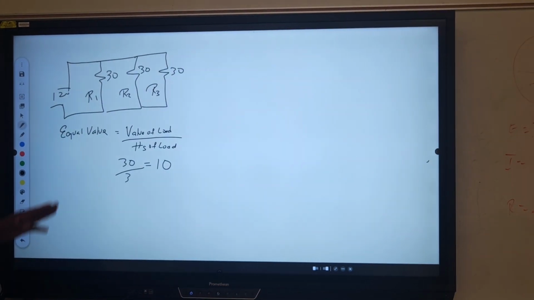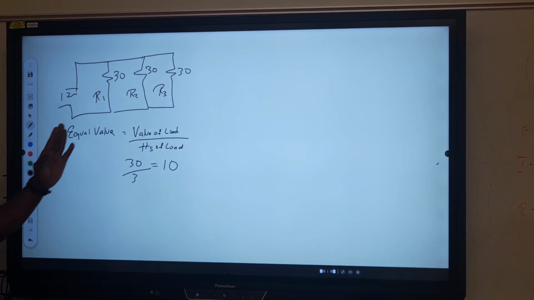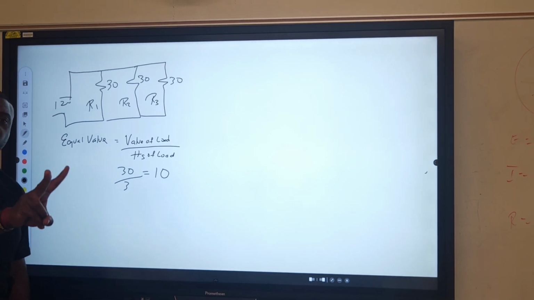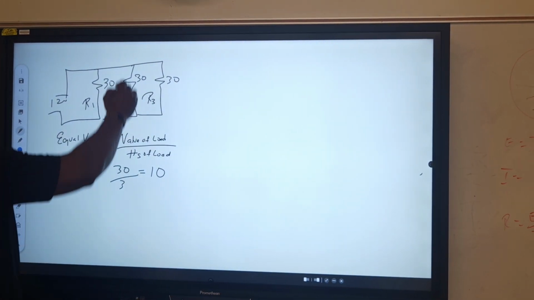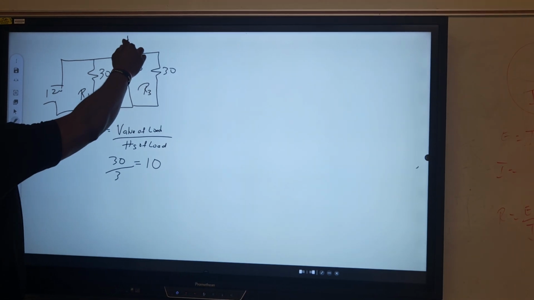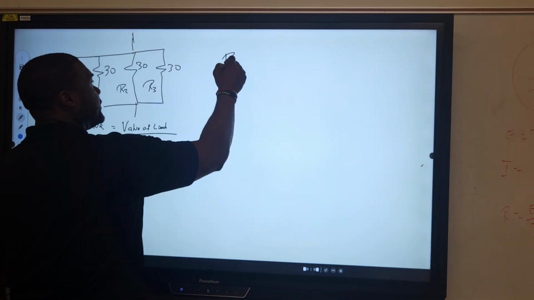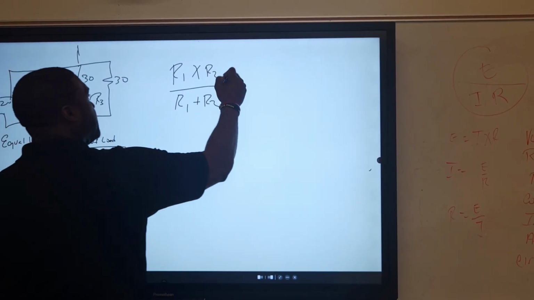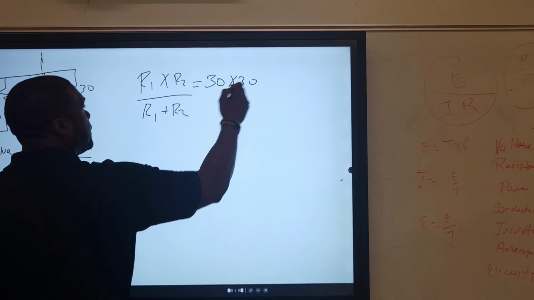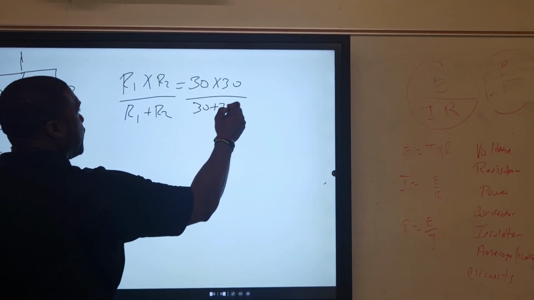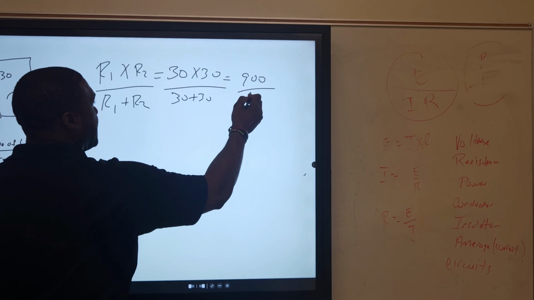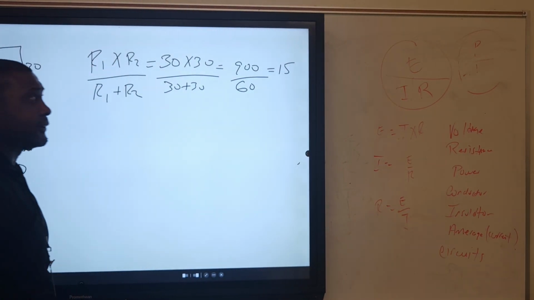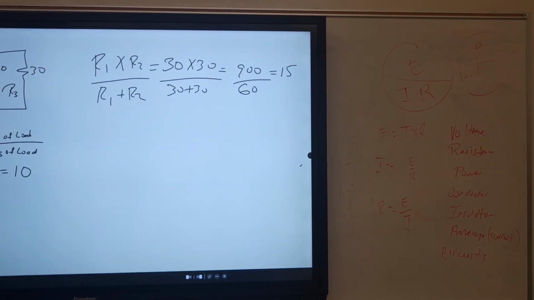It's that simple. I'm not going to solve the circuit, but let's use the product sum. The product sum can only be used for 2 loads. Don't forget. So we're just going to work on this half of the circuit, these 2. We're going to go R1 times R2 over R1 plus R2, and that will be 30 times 30 over 30 plus 30. That's 900 divided by 60, which is equal to 15, right? Please double check my math. What's 900 divided by 60?